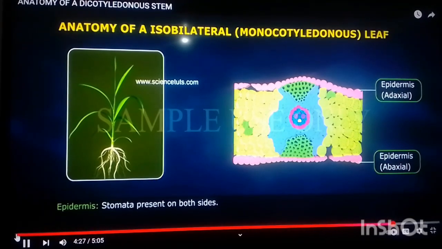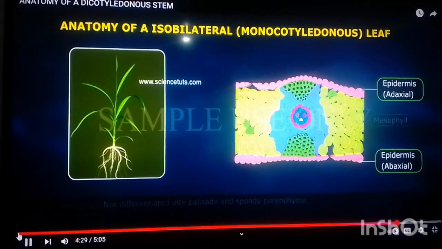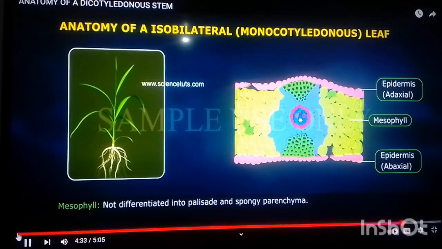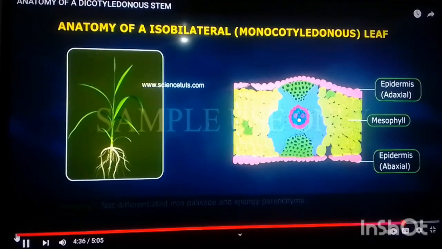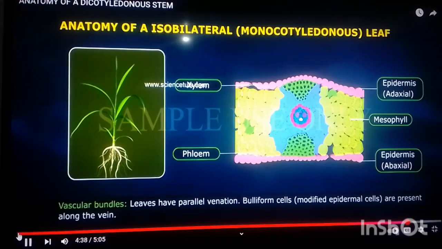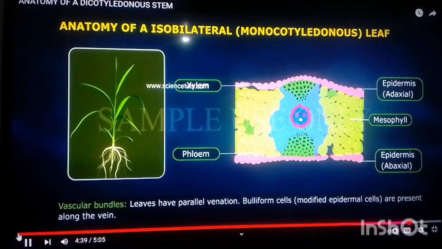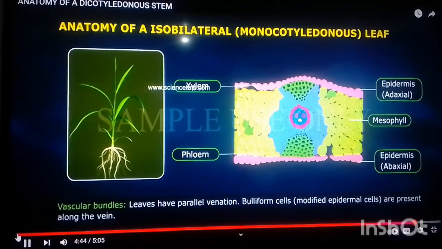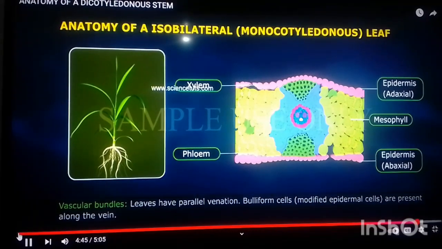Epidermis. Stomata present on both sides. Mesophyll. Not differentiated into palisade and spongy parenchyma. Vascular bundles. Leaves have a parallel venation. Bulliform cells, modified epidermal cells, are present along the vein.